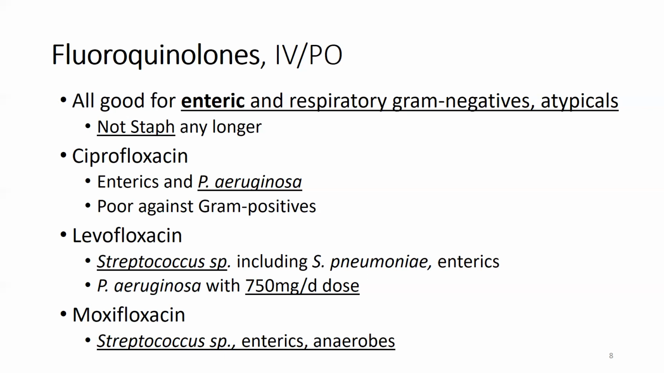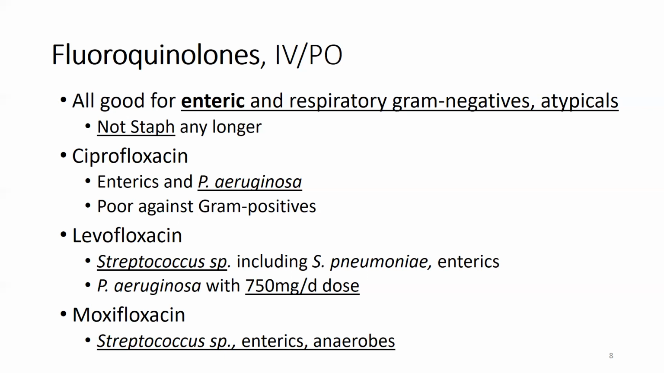It is better against Streptococcus species, including Strep pneumo, and has similar activity against enterics and Pseudomonas, as long as you use the higher dose, the 750 milligram per day, which is the max approved in the United States. That's because Pseudomonas has higher MICs. Just about every drug, this is true. You need to use the maximum doses to overcome that high inhibitory concentration.